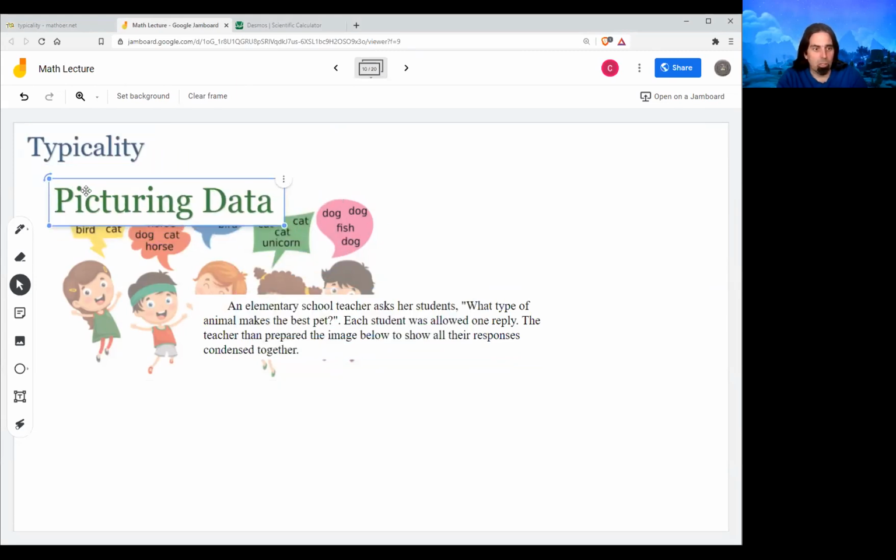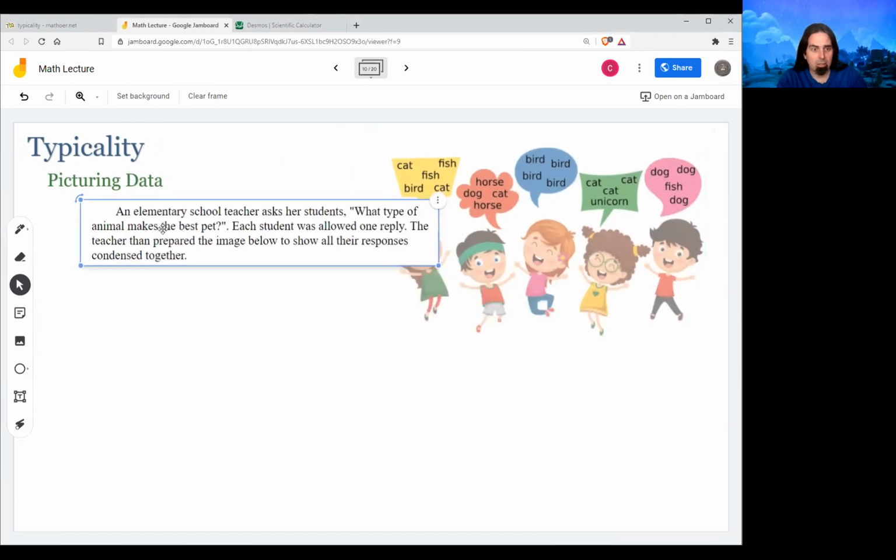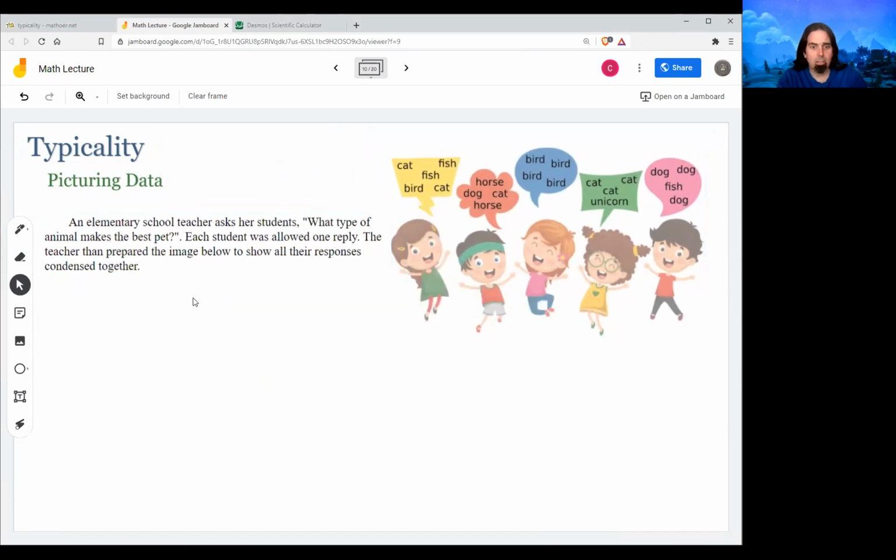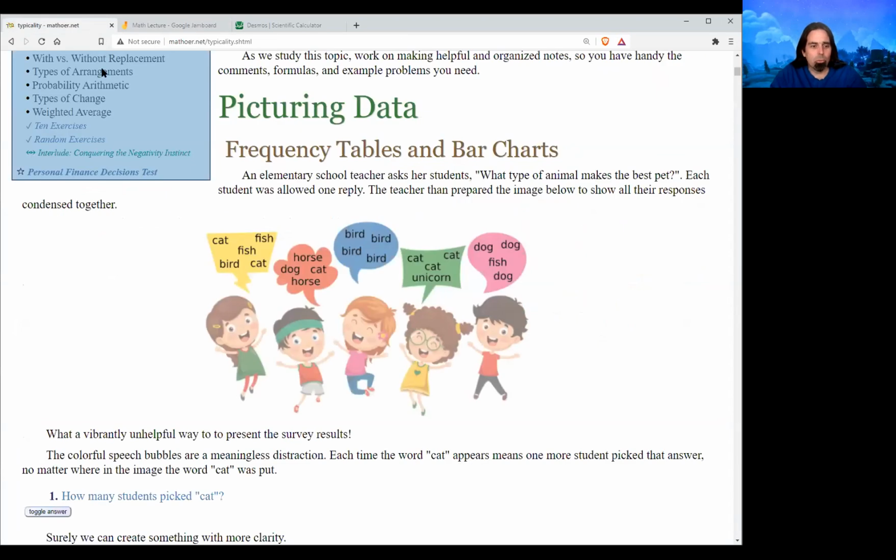Okay, typicality, picturing data. There we go. Each student was allowed one reply. So it's not that there actually was a green dress girl that shouted 5 things. These are 5 different students that had their answer. And the teacher wanted to be cute and made this cute picture with all of the images there. And this is very awkward to use.